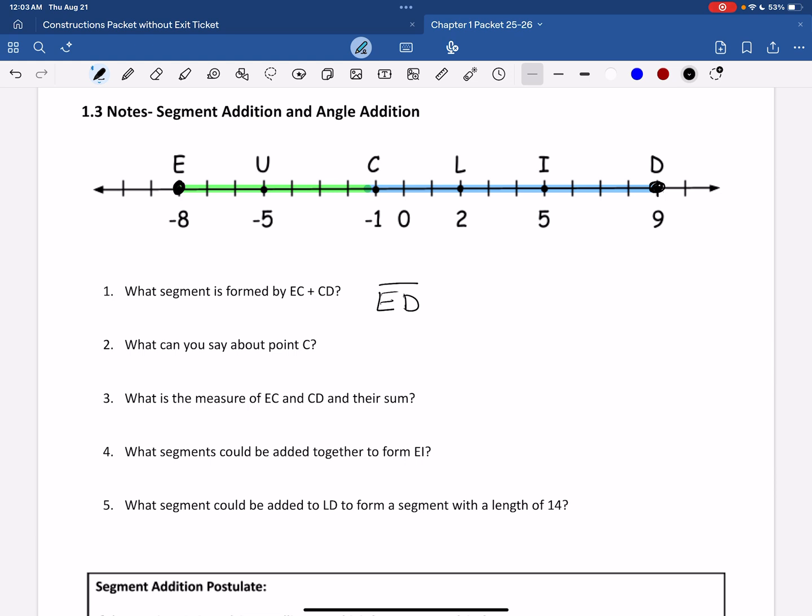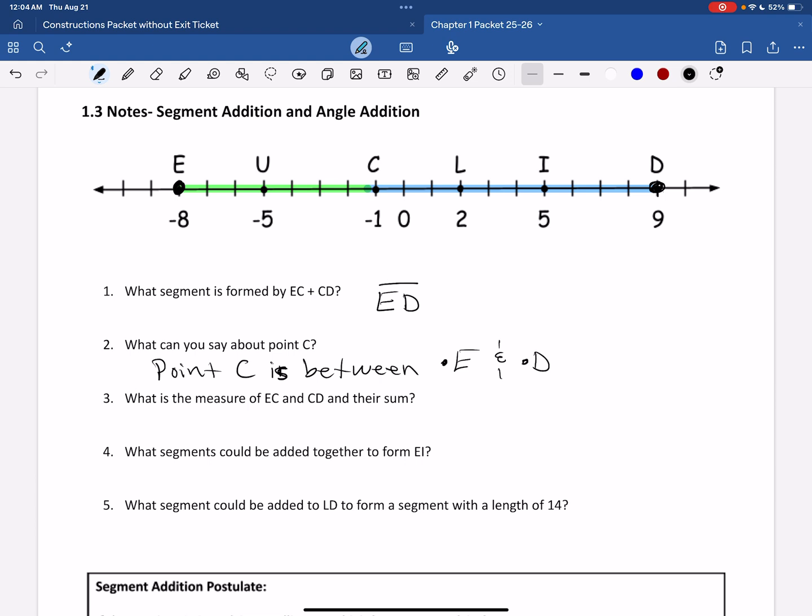All right, so now let's talk about what we can say about C. So what is it that we can say about point C inside segment ED? Well, we can say that point C is between point E and point D.